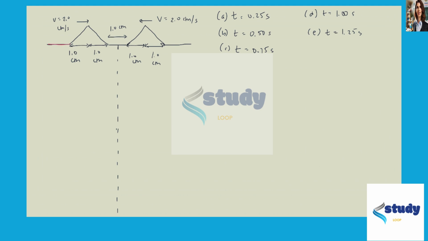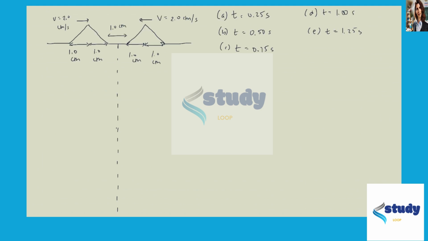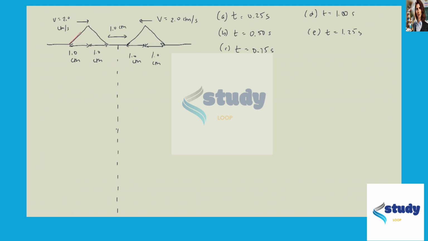I'm going to color code my left pulse as red, and the triangle part will be red. I'm going to color code the right one as blue, and then I will show the combined pulse in purple.